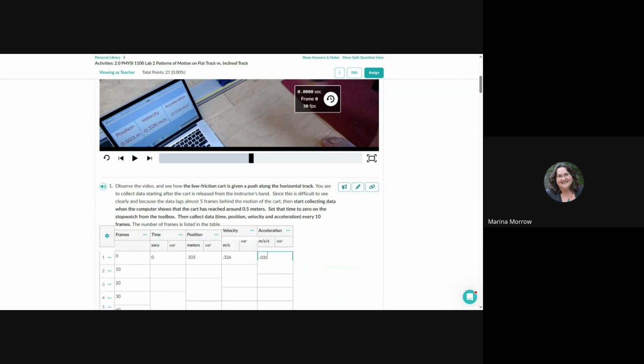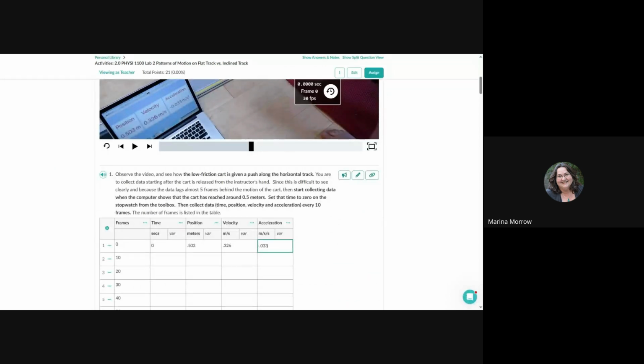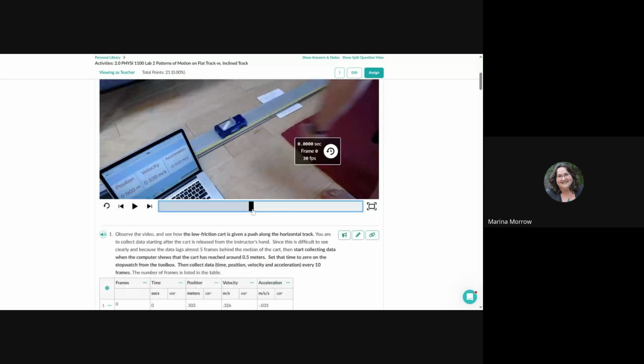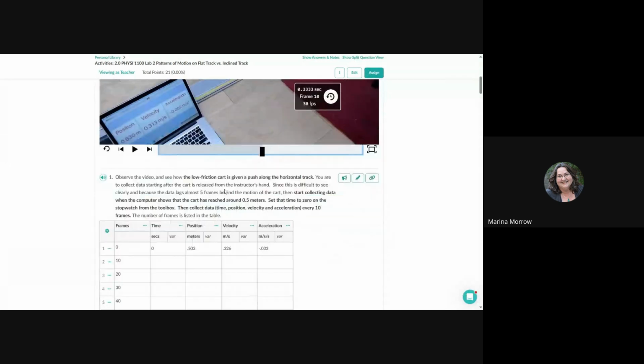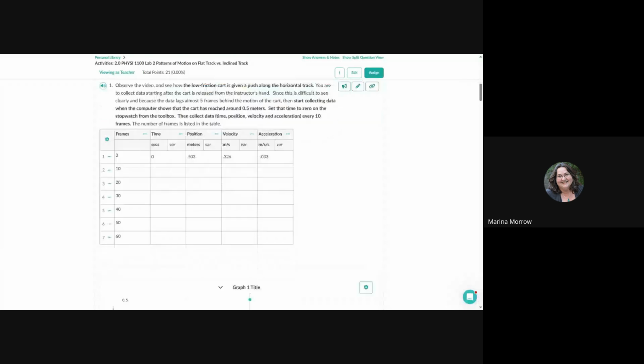Okay, now what I want you to do is collect data for every 10 frames. So you just need to move your slide bar till the frames goes to 10 and collect data again. So there's your next set of data and so on. And so you're going to collect data till you filled out the data table. And then you're going to look at the graphs and answer questions.